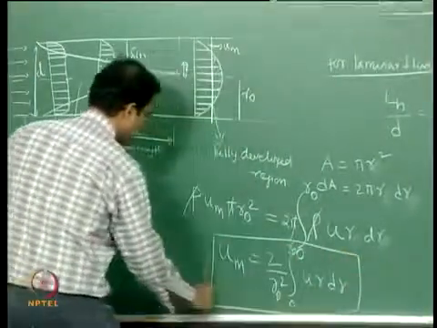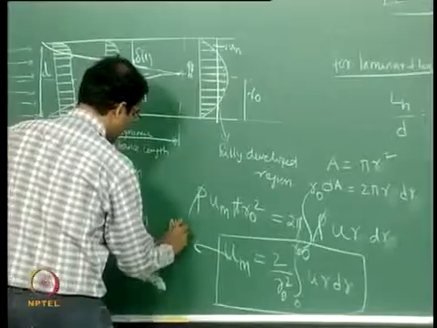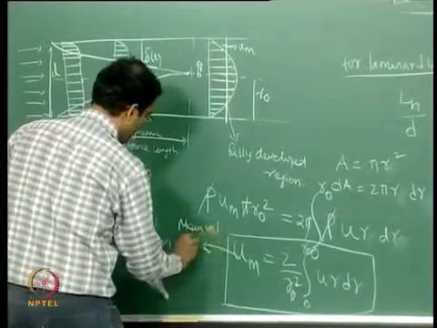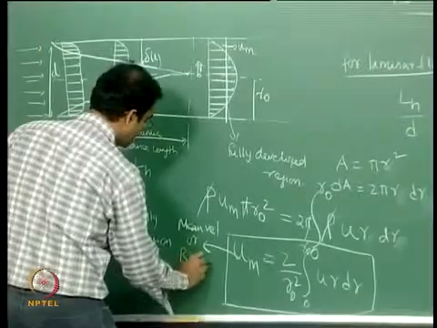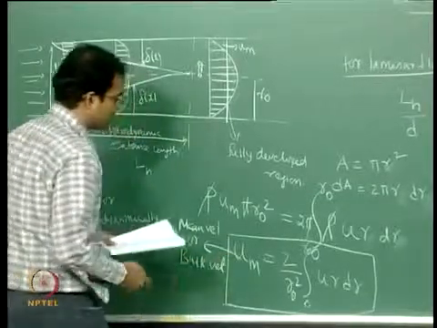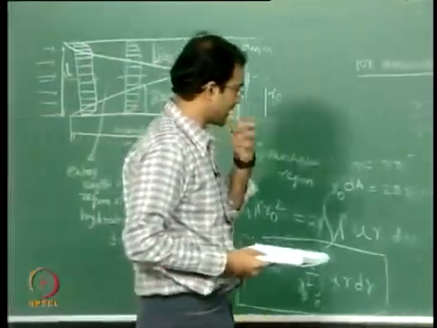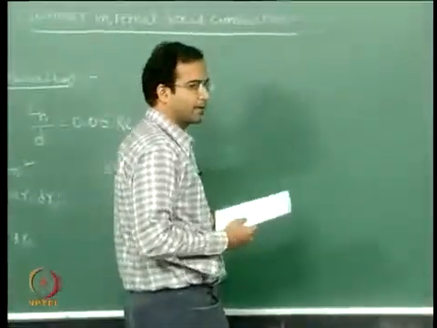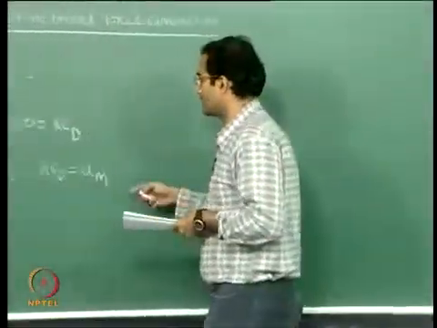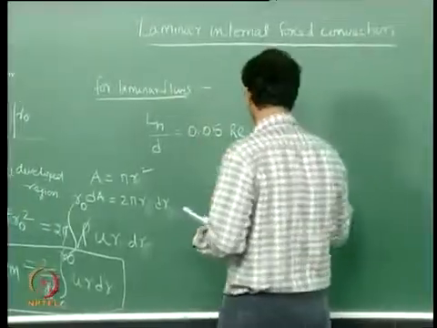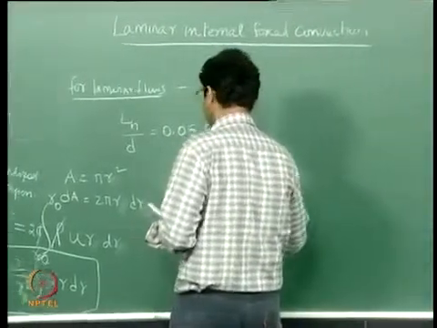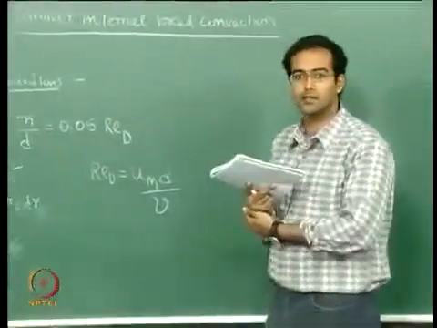So this will be the definition of my mean velocity, or what I call the bulk velocity in internal flows. Okay, so this will be used as a characteristic velocity to define my Reynolds number, and it's also based on the diameter of the duct divided by the kinematic viscosity. Okay, is it clear?